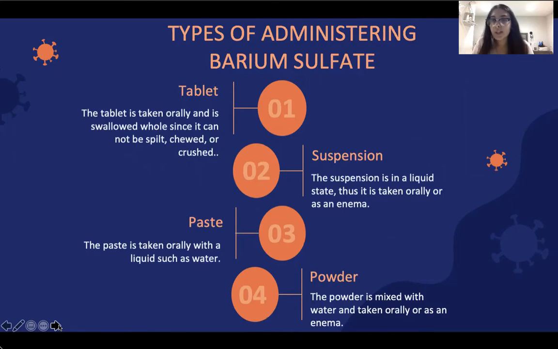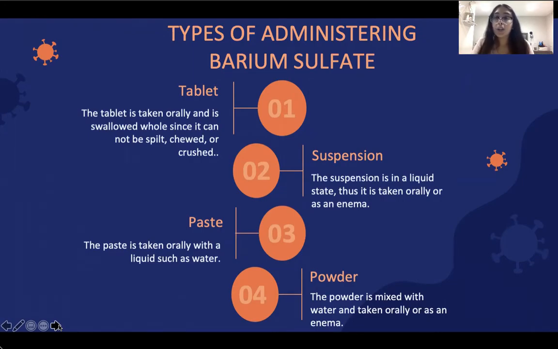Next is the suspension. It is in a liquid state, so it is taken orally or through an enema. An enema is when a doctor or a nurse administers a medication rectally to a patient. This is, of course, done only through suspension or the powder. Next is the paste. It is simply a substance that you take with any sort of liquid, such as water. Very simple. Lastly is the powder, which is just a fine grain that is mixed with water and taken orally, or it could also be taken as an enema.